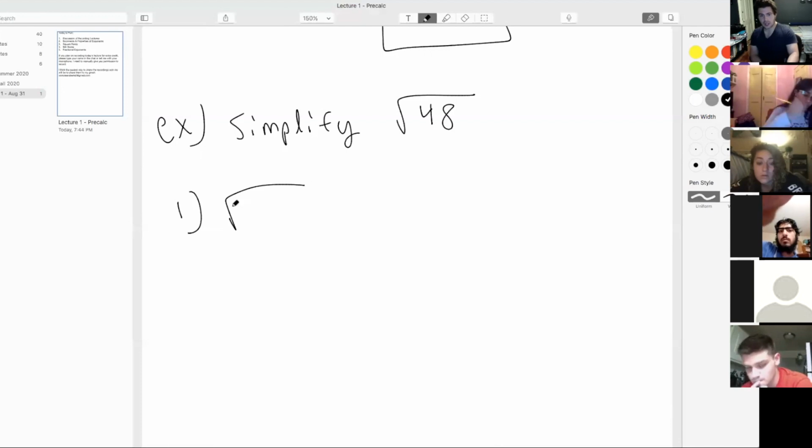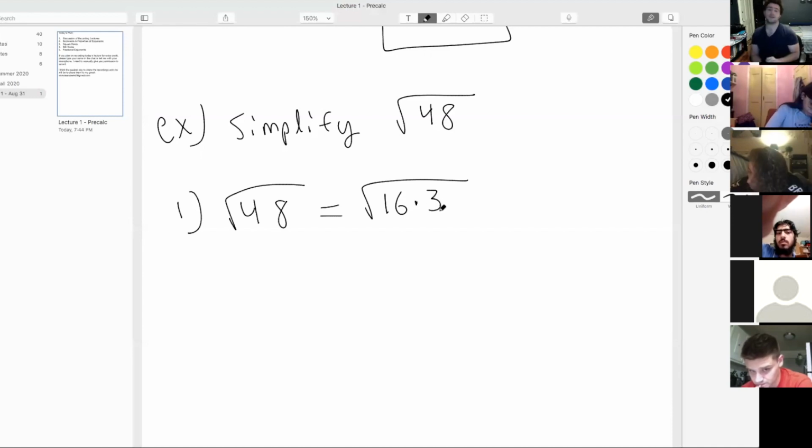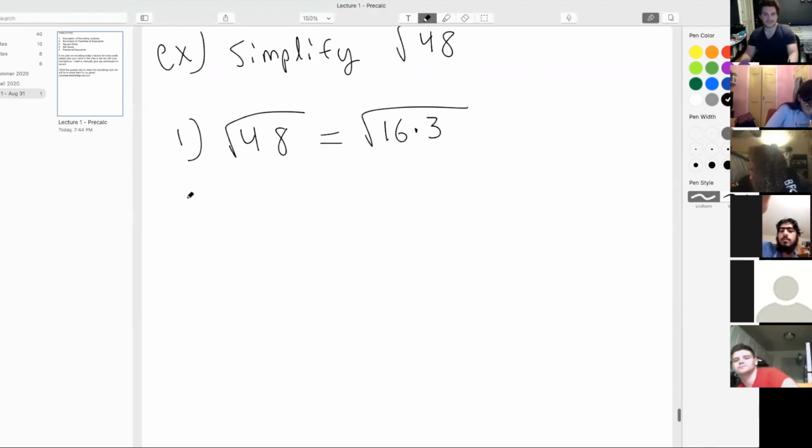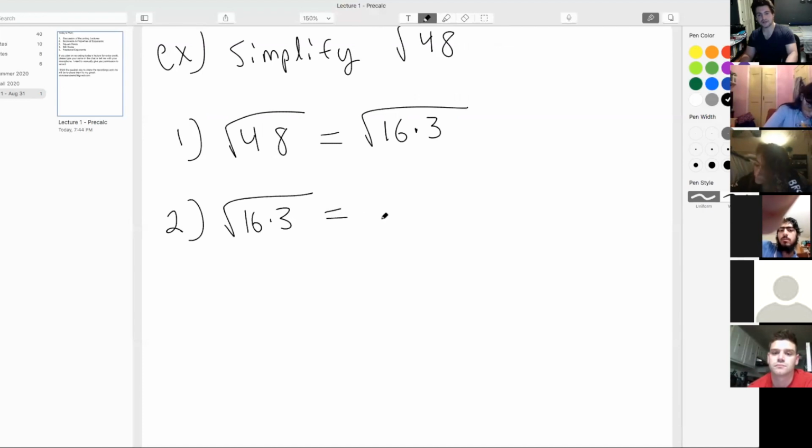So the square root of 48, 48 is the same as the square root of 16 times 3. And why did I do that? Because 16 is a perfect square. So that was step 1. Step 2, I rewrite that as a product of 2 radicals. That's the square root of 16 times the square root of 3.